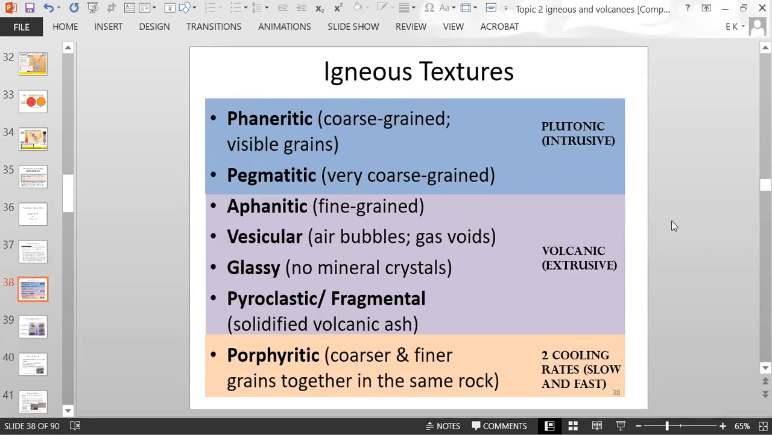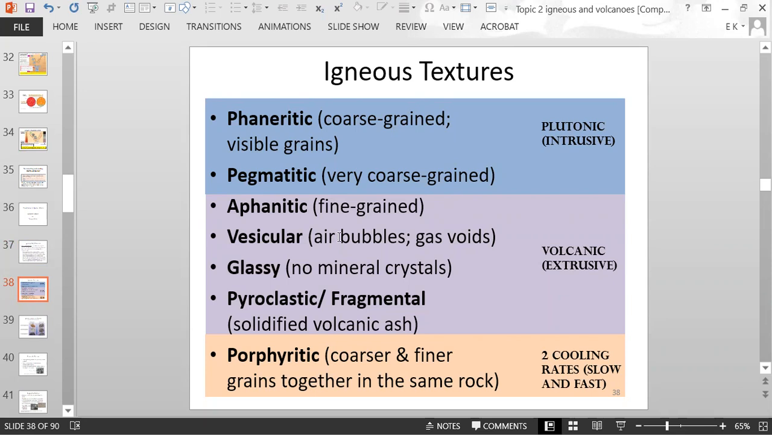So here is a list of various igneous textures that we're going to discuss. And I have them color coded based on if they're intrusive or extrusive. And then you have a third category, which combines two different cooling rates. So we have phaneritic, that is related to coarse grains or visible grains. Pegmatitic is very coarse grained. Aphanitic is fine grained.